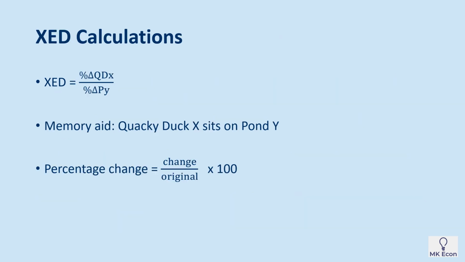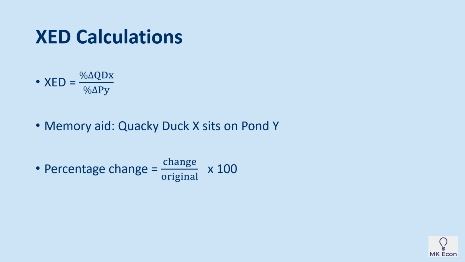So let's move on to XED calculations. So as an economist, you're practicing your reasoning skills and also your quantitative skills. This little bit is particularly the quantitative skills. And we start with a formula. So XED equals the percentage change in quantity demanded of good X divided by the percentage change in the price of good Y. So again, we've got percent sign, then the triangle sign for change. You can put that in words, just a little bit quicker putting the symbol.